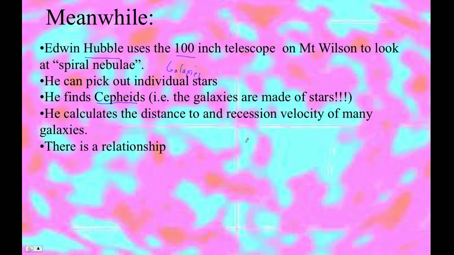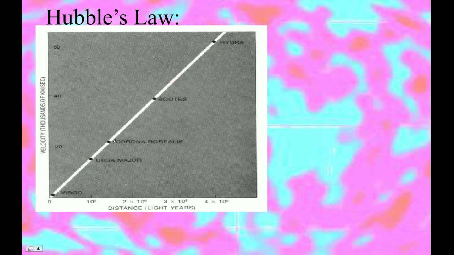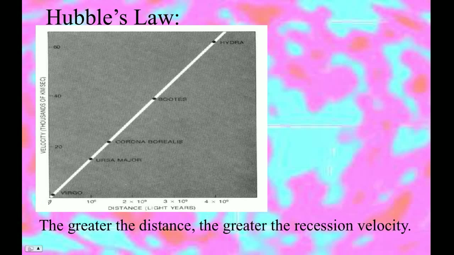He discovers there's a relationship between the distance to a galaxy and the rate at which it moves away from us. Very simply, the farther it is away from us, the faster it recedes. This is our distance in this direction. This is how fast it's going. It's got a zero intercept. This is the simplest thing. This is Hubble's law. And there it is: velocity is Hubble's constant times the distance to a galaxy.